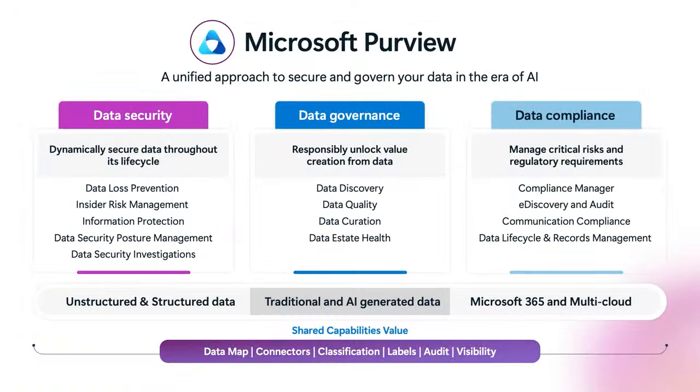Data security, governance, and compliance have historically lived in separate tools, separate teams, separate policies. That fragmentation is exactly what creates blind spots when AI enters the picture. Purview brings all three together. Protect data through its life cycle, unlock its value responsibly, manage compliance without the manual overhead. Three disciplines unified, built for an environment where AI is acting on your data every day.